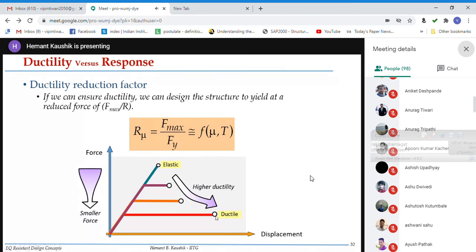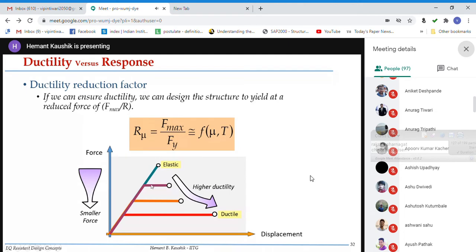But then it should not fail. So this level, for example, it fails here. This structure, it will fail here, but we don't want that. We are okay with reduction in the design forces, but we want higher and higher ductility. But it also has an upper limit. So this, we can ensure the ductility, and we can design the structure to yield at a reduced force then.